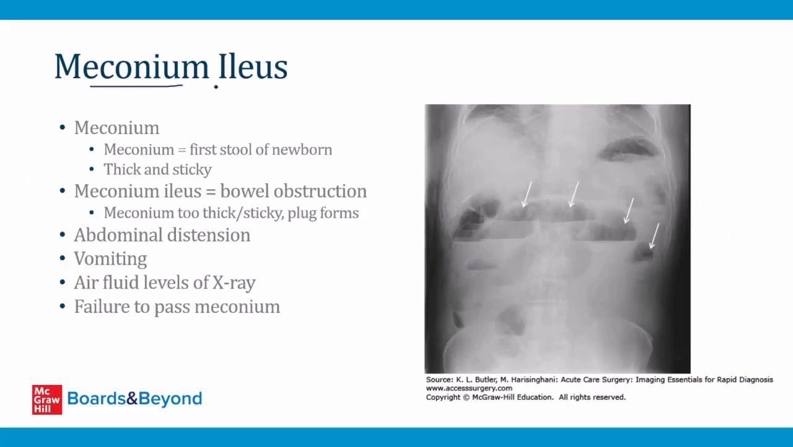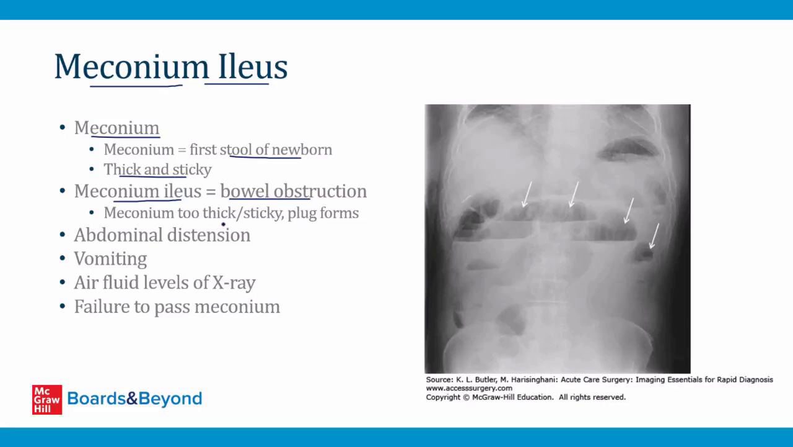Okay, meconium ileus is another way that newborns with cystic fibrosis can present. I talk about this condition a lot in the GI section, but I'll briefly review it here. So meconium is the first stool of a newborn, and it's always thick and sticky, even in healthy newborns. But in children with cystic fibrosis, it can be extra thick and sticky, and that can lead to obstruction of the bowel. This is called meconium ileus.